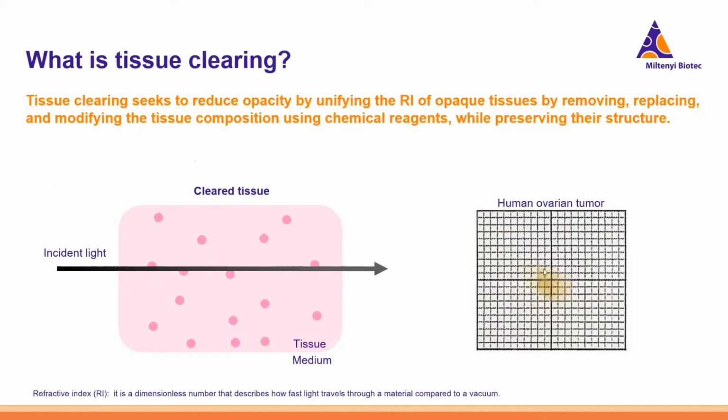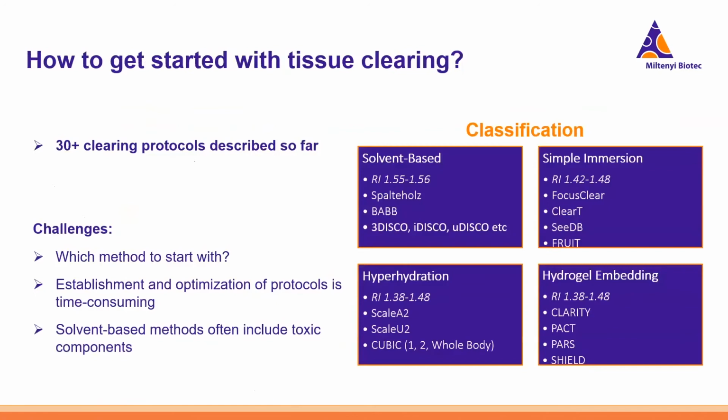And this can be visualized here in this human ovarian tumor. You can now see the grid below it. It's now translucent, and this is the prerequisite to analyze a large sample in 3D.